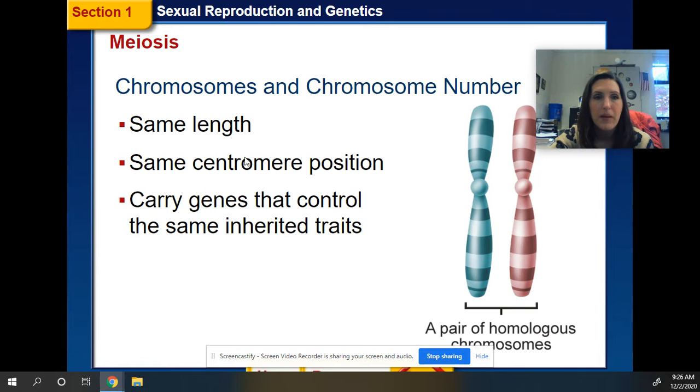Homologous chromosomes have the same length, they have the same centromere position, and they carry the same genes for a trait. So let's say this top trait right here was how to build a heart. This is the blue one, so let's just say that that's Dad's information on how to build a heart, and this is your mom's information on how to build a heart. And you have each one of these in every nucleus of every cell in every part of your body.